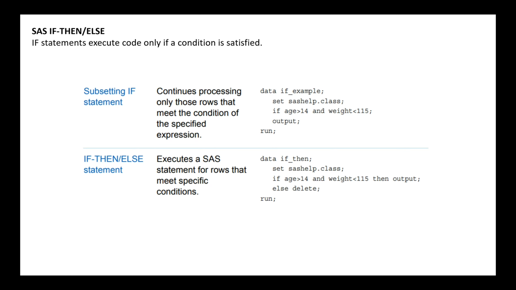Then if, then, or else statements execute a SAS statement for rows that also meet specific conditions. So let's say if age is greater than 14 and weight is less than 115. If that condition is not met, SAS will execute whatever you specified in the else statement. Let us head over to SAS Studio so that this makes more sense.